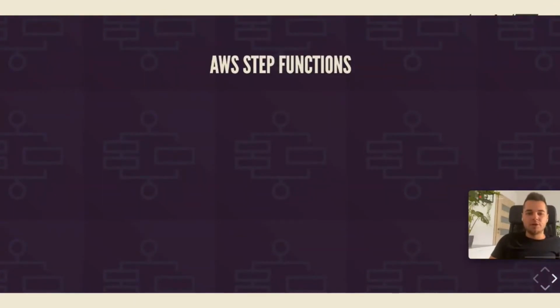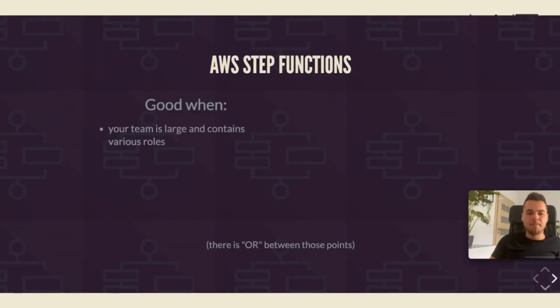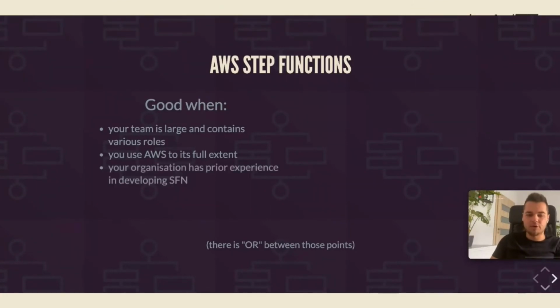Moving on to the step function summary. They are good when your team is large and contains various roles. When you have a lot of data engineers, data scientists, software developers, etc., then they are a good choice. You have a tool to rule all the orchestration. Perhaps you use AWS to its full extent, so you have a lot of other AWS analytics and software services, and so on, and step functions integrate with all of them.